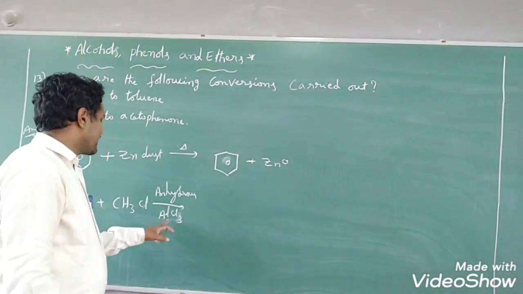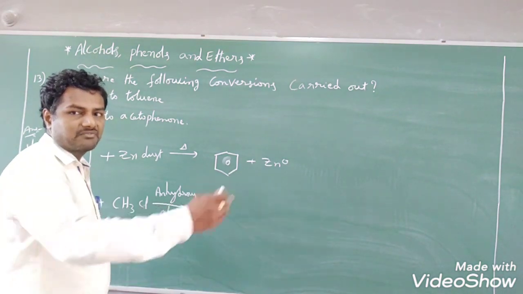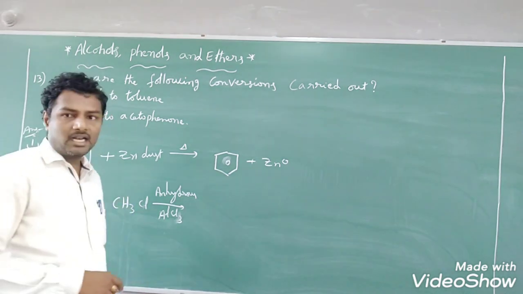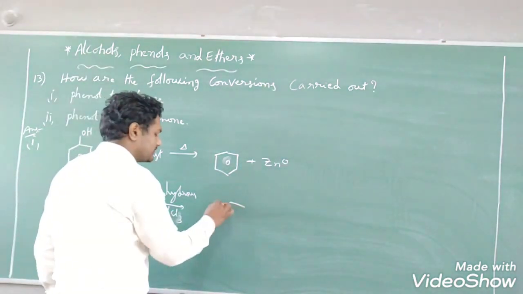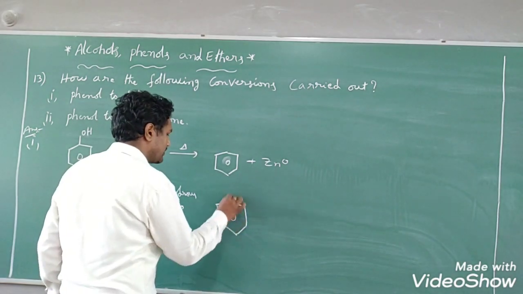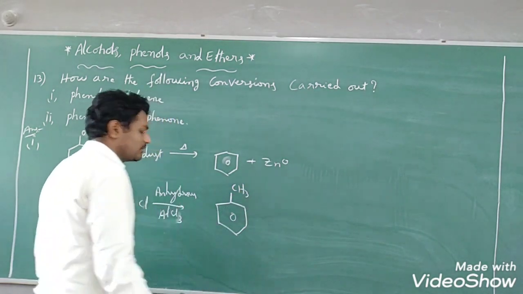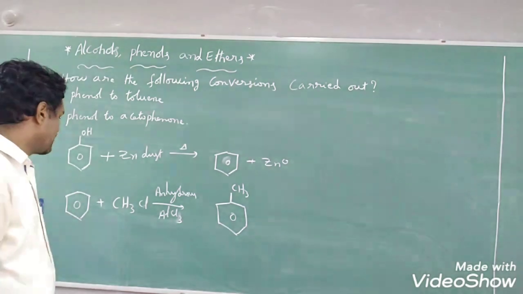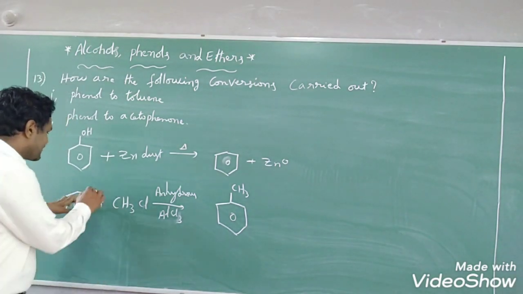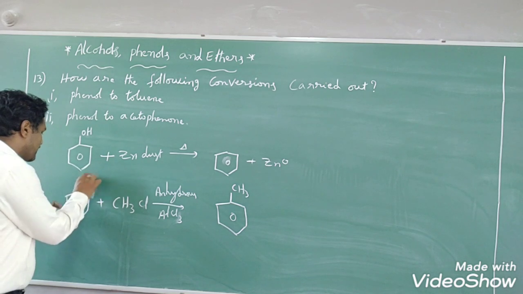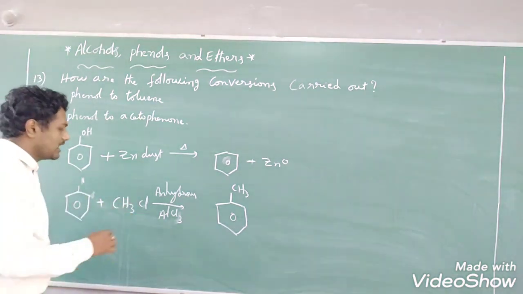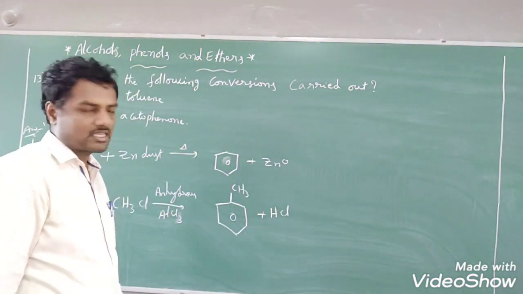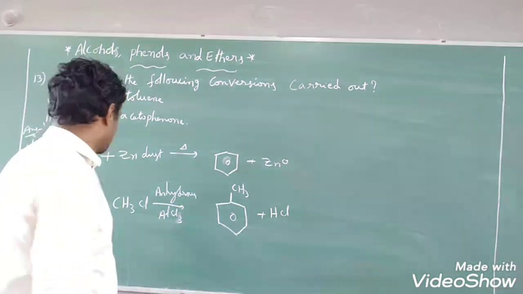That means here aluminum chloride AlCl3 will combine with the Cl minus and it liberates in the form of AlCl4 minus. We know already that this CH3 group will substitute on benzene. Then we will get toluene like this. This is the preparation method of toluene. Whatever hydrogen is present on this carbon combines with the chlorine and it liberates in the form of HCl, the byproduct. Here AlCl3 will act as a catalyst, right?